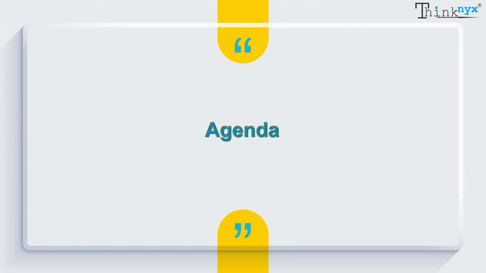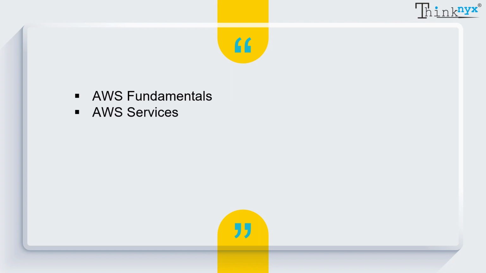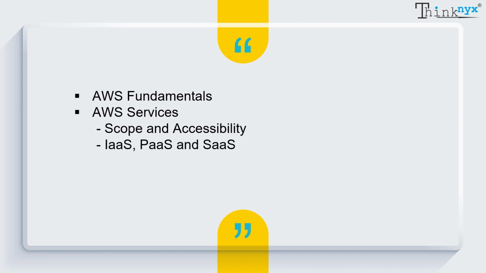Let's take a look at the agenda for today. First, we are going to discuss AWS fundamentals. This includes AWS regions, availability zones, and local zones. Next, we will take a look at some of the AWS services in terms of scope and accessibility. Also, we are going to have a look at some of the AWS services in terms of IaaS, PaaS, and SaaS service provider. At the end, we will take a look at the demo on the creation of a simple EC2 server. So without any further ado, let's quickly get started.